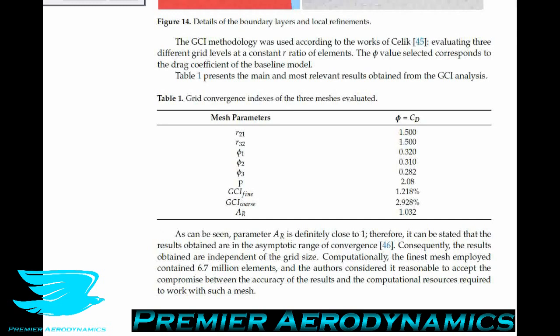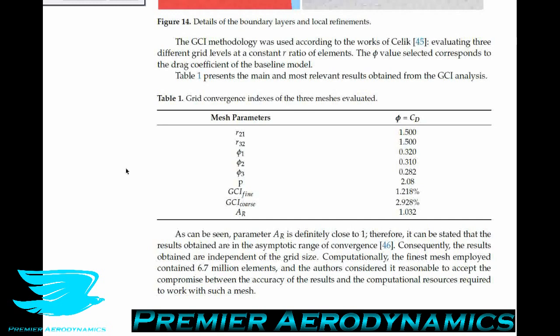From what I can tell though, the difference in the drag coefficient between the medium and fine meshes is only 1.2%, this value here, which is pretty decent. This indicates that convergence has been reached, especially considering that we have a steady state simulation anyway.